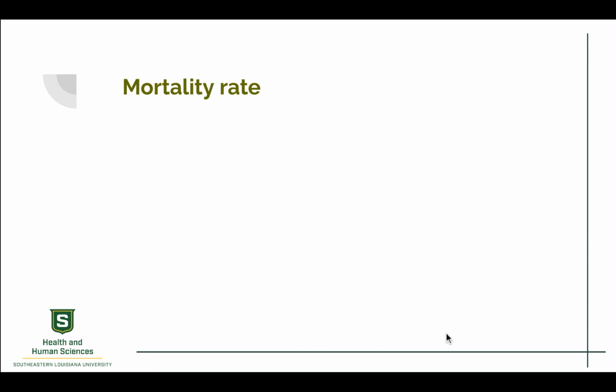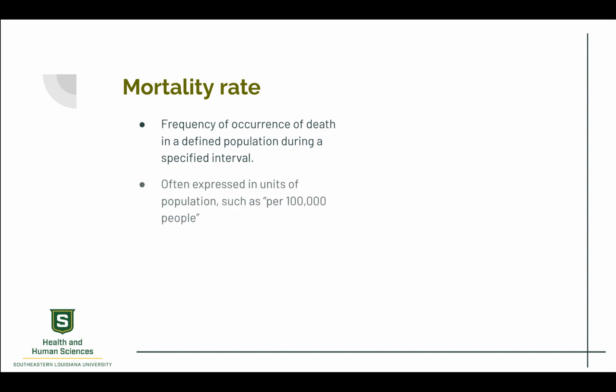And then we talk about mortality rate. Mortality rate is looking at the frequency of the occurrence of deaths in a defined population during a specified interval. Long story short, how many people died within this population within this time frame. That's what mortality rate is looking at. And mortality rate is also expressed per 100,000 people.